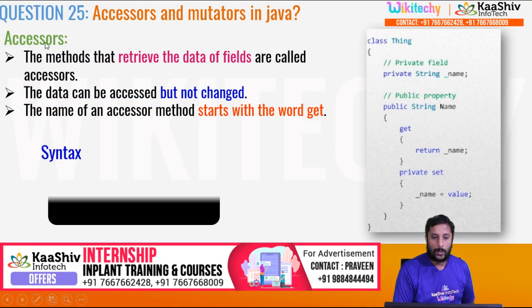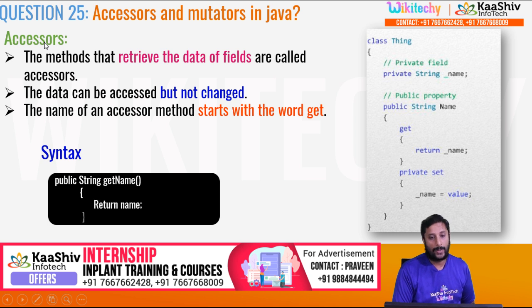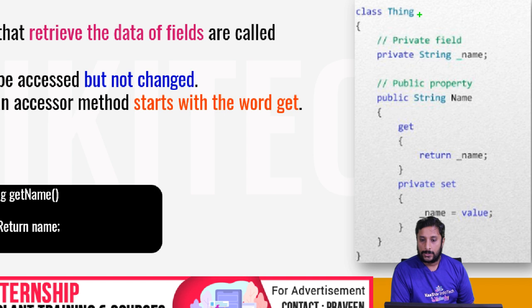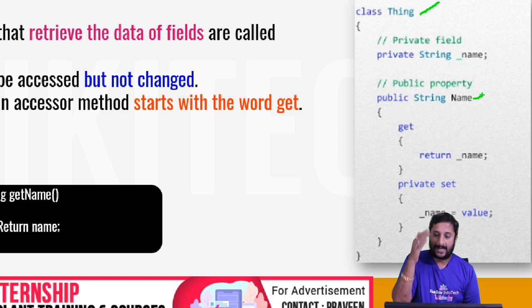So you'll have accessors and you'll have mutators. The accessor is getName, and it will get the data. Methods that retrieve the data of a field are called accessors. You're able to see it here. This is called an accessor. So thing.name is the variable, where thing is a class name, dot variable, and you're able to access it in any form.